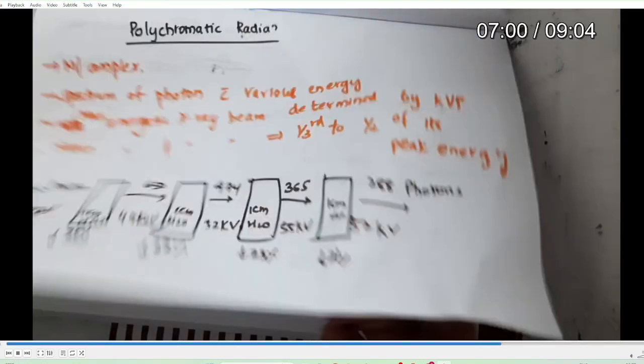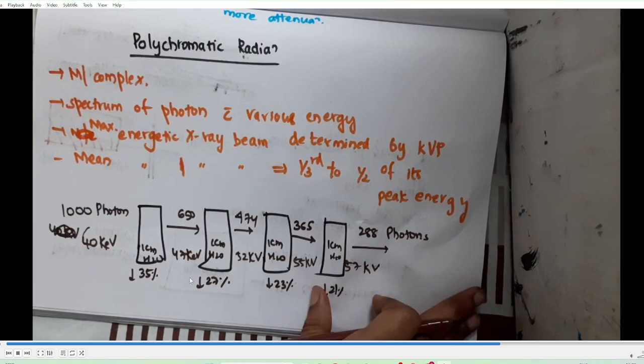Because of the increase in mean energy, the percentage of attenuation decreases, because the more the energy, the more is the penetration of the X-ray beam, and so lesser attenuation. As a result, the attenuation of X-rays decreases as the radiation passes through the absorber.